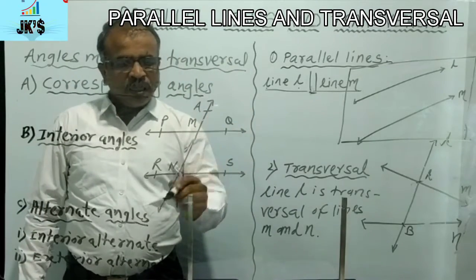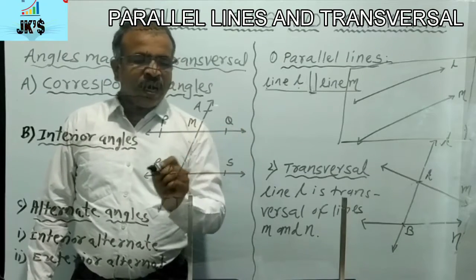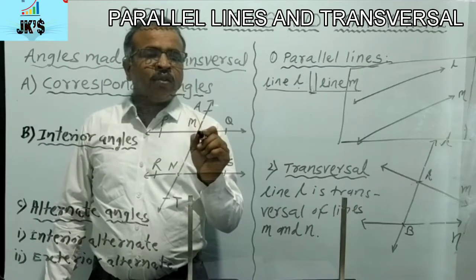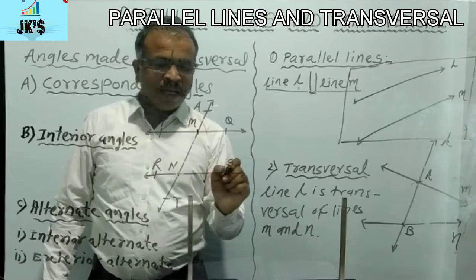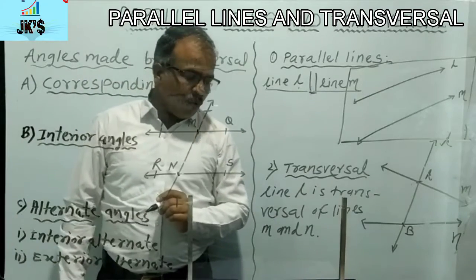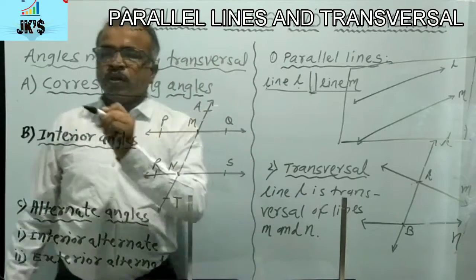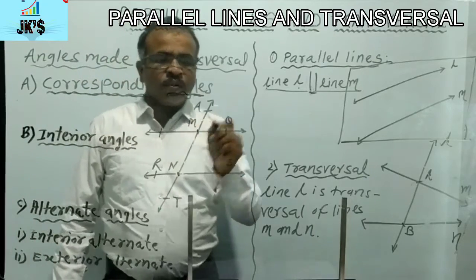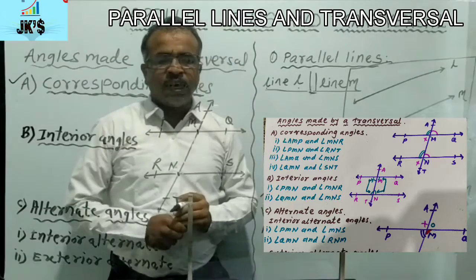Here, this AT is a transversal to the lines PQ and RS. This line AT intersects line PQ at point M and line RS at point N. Then the angles are divided into three categories. The first one is the corresponding angles. First type is corresponding angles. So what are corresponding angles?